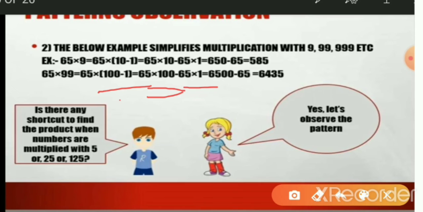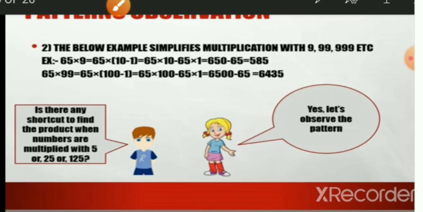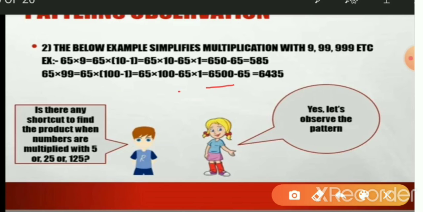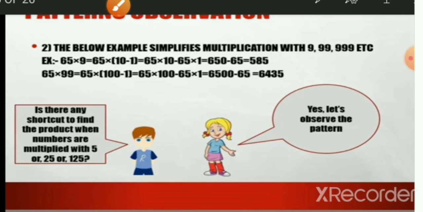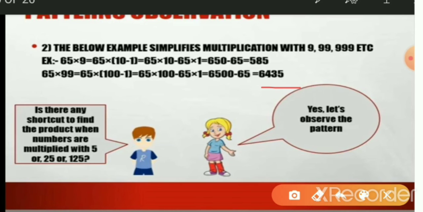So 65 multiply with 100 is 6500, minus 65 ones are 65. So 6500 minus 65, we get 6435.